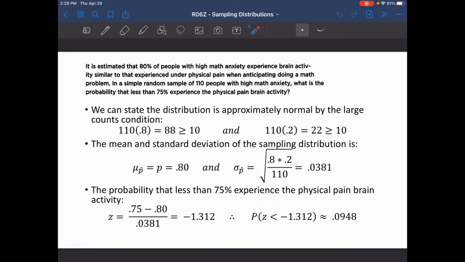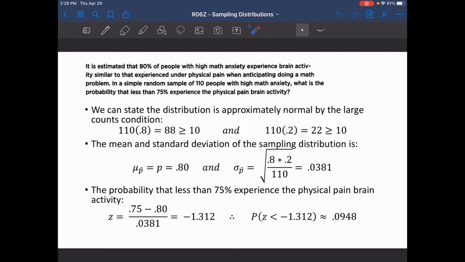So let's look at this example real quick. It is estimated that 80% of people with high math anxiety experience brain activity similar to that experienced under physical pain when anticipating doing a math problem. In a simple random sample of 110 people with high math anxiety, what is the probability that less than 75% experience the physical pain brain activity? So we essentially want to solve these three parts of the problem in order to figure out the actual probability that less than 75% experience the physical pain brain activity.